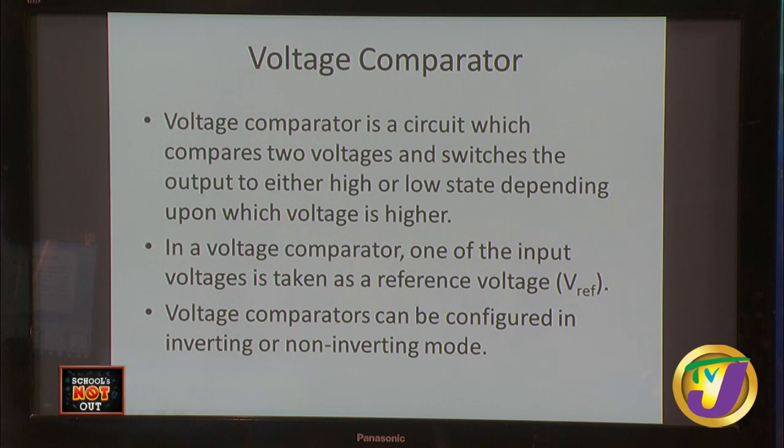So we'll go back. We look at the last thing, the voltage comparator. The voltage comparator is a circuit which compares two voltages and switches the output to either high or low state depending on which voltage is higher. In a voltage comparator, one of the input voltages is taken as a reference voltage, and voltage comparators can be configured in inverting or non-inverting mode. So let's get into how the voltage comparator works.